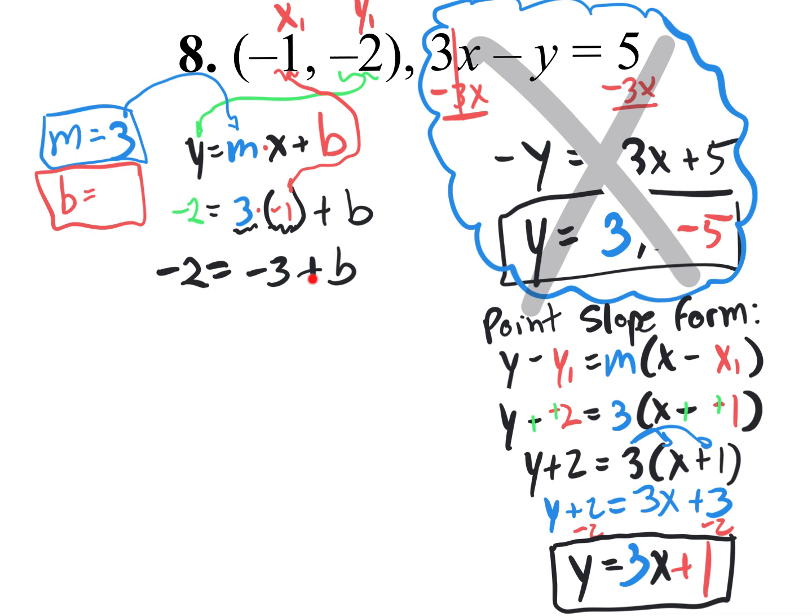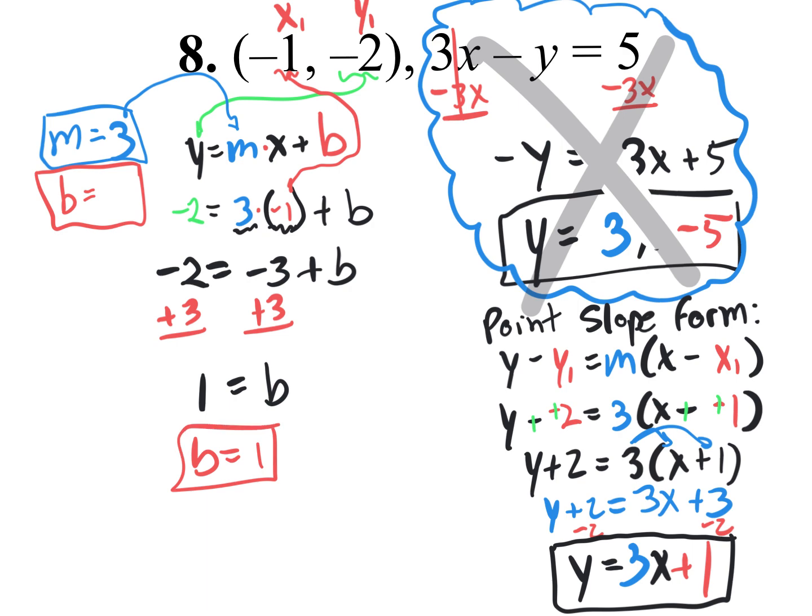And now you want to get b by itself. All you have to do is get rid of that minus 3. How do I do that? Plus 3. Plus 3. What I do to one side, I do to the other. I end up with b equaling 1. Or you could write it b equals 1.